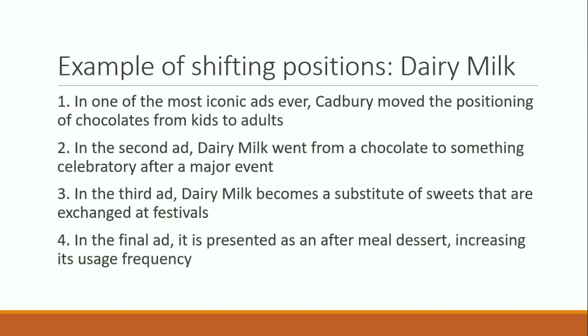And lastly, in the last ad, it tried to become an after meal dessert. So far it was like a once or twice a year phenomenon. You bought it on Rakhi, you bought it on Diwali on top of the snack. Now what they tried to do is position it as an after the meal dessert, which means that if you get people to do this, they'll be having it every day after their dinner or after their lunch. Now this means that, from someone who was an occasional or a sporadic user, you have got a user who is having it on an everyday basis, which is obviously a good thing for your company.